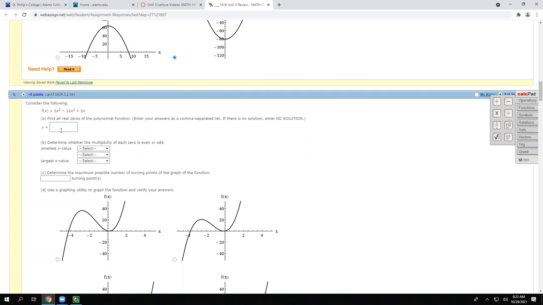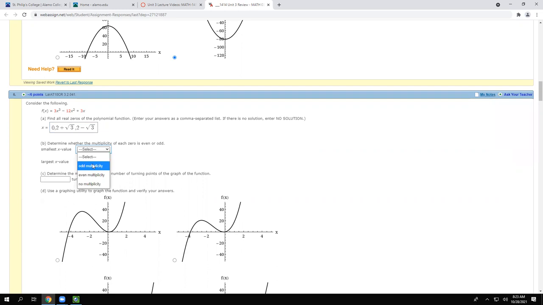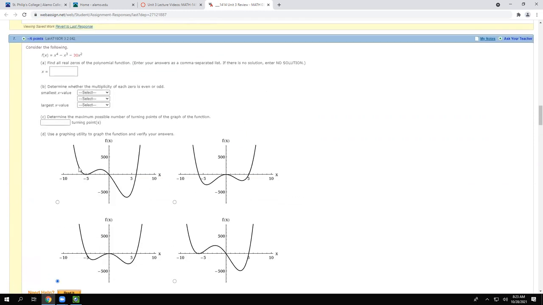What did we get for the previous? Oh, we got weird stuff. We got zero and then two plus square root of three and then two minus square root of three. So then the smaller one of them is the zero and that one had odd. Then the next one was the two minus square root of three, which had odd. They all had odd, so that was easy. Maximum is two, and I already picked the graph.